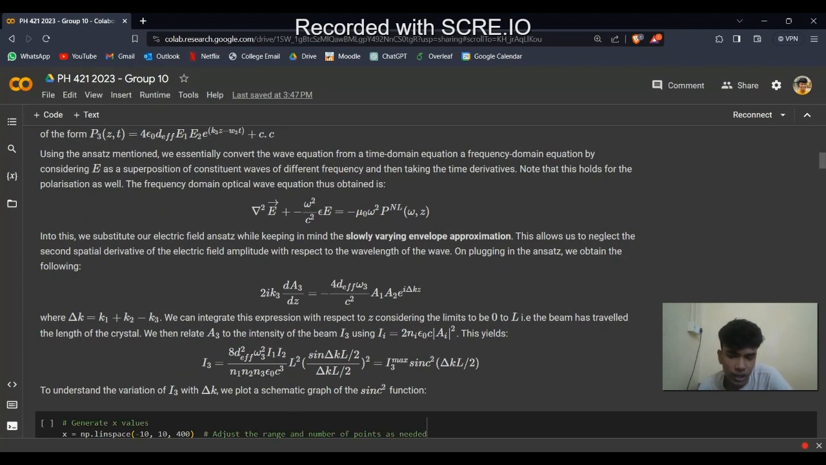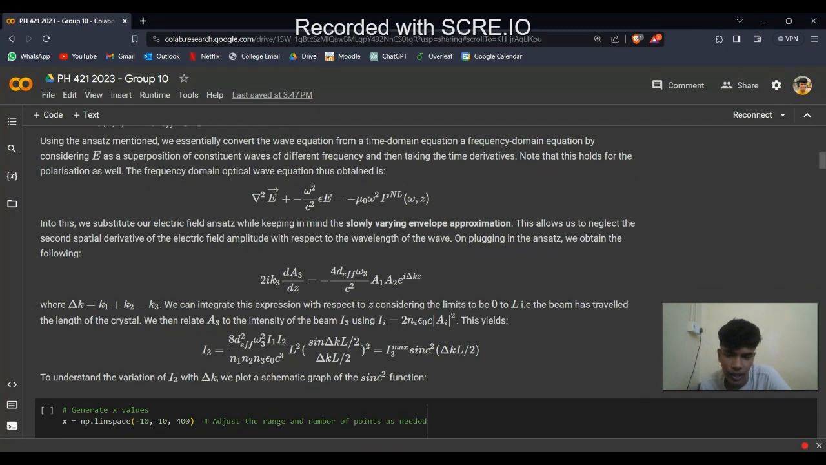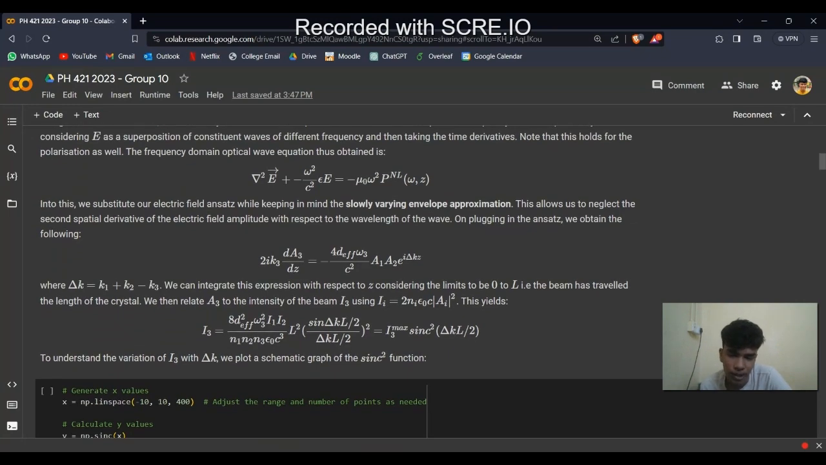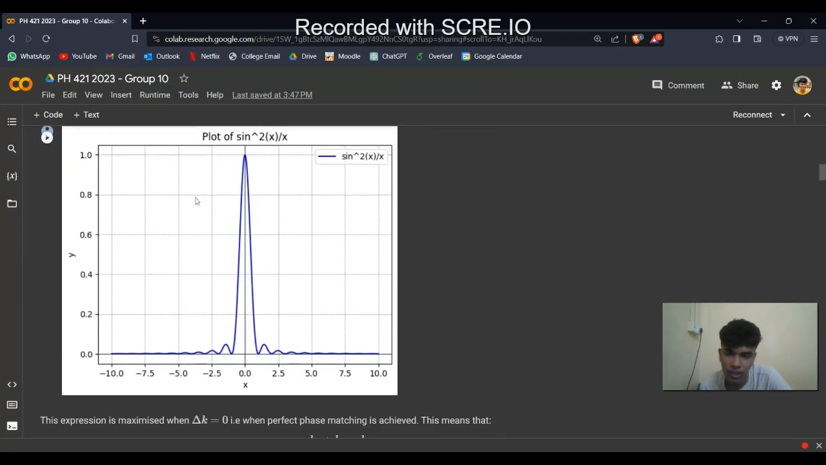So what I can do here is that I now want to look at how my resultant intensity varies with my only parameter, which is delta k. So I complete the integration, with e power i delta k z. I set the lower and upper limits to be 0 and L, which means that the beam has basically come out of a crystal of length L. And then I have a formula which is I3 is equal to 2 n3 epsilon naught c mod A3 square. So after considering all of this, I get one big formula which basically graphically looks like this.